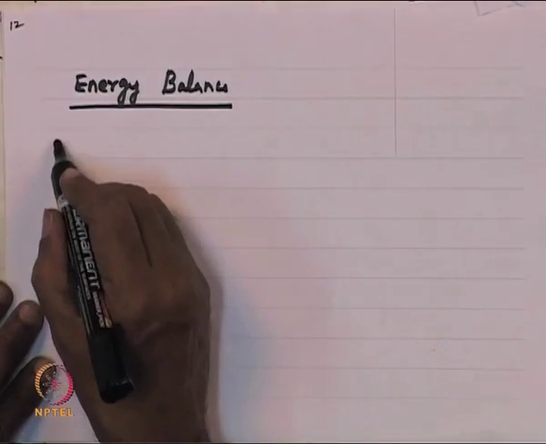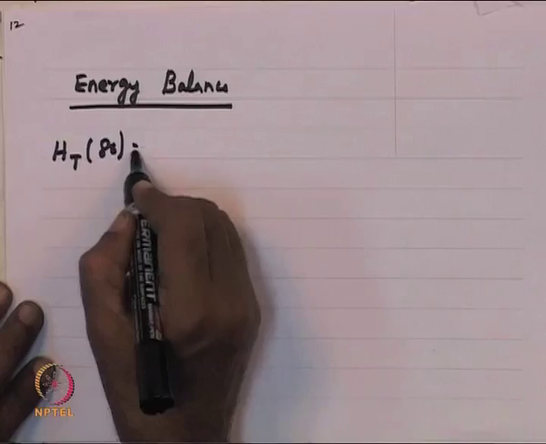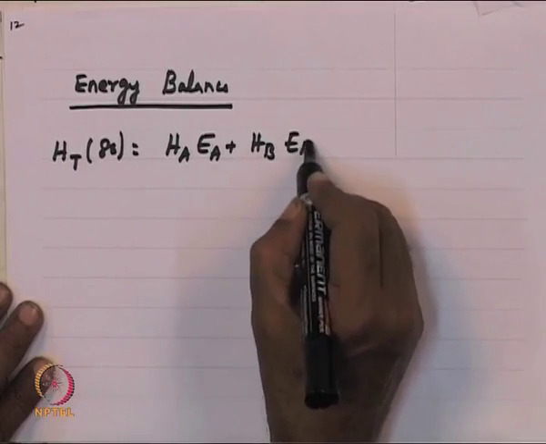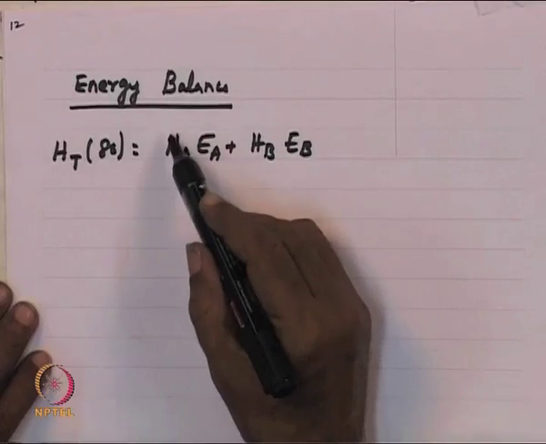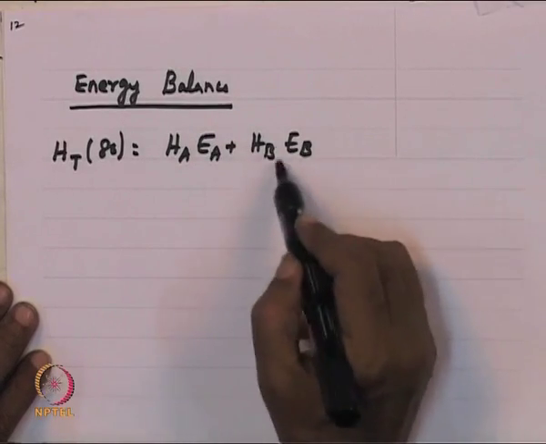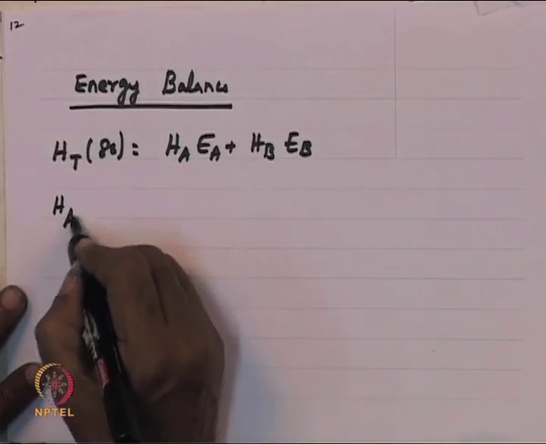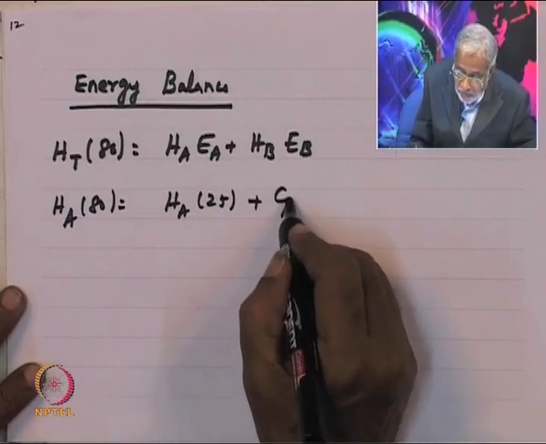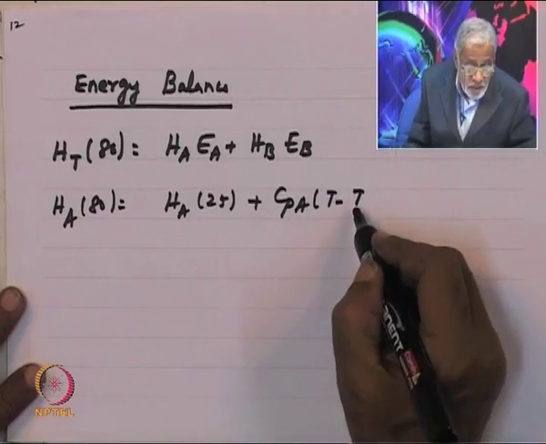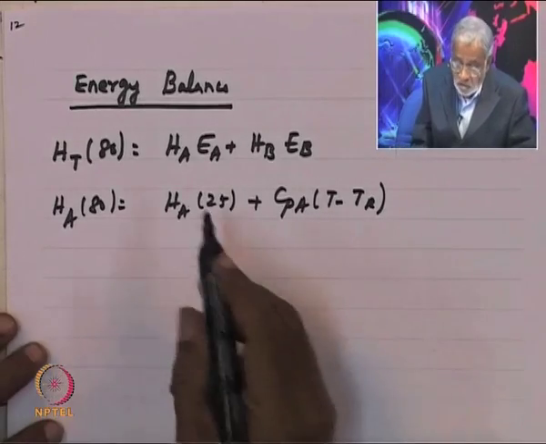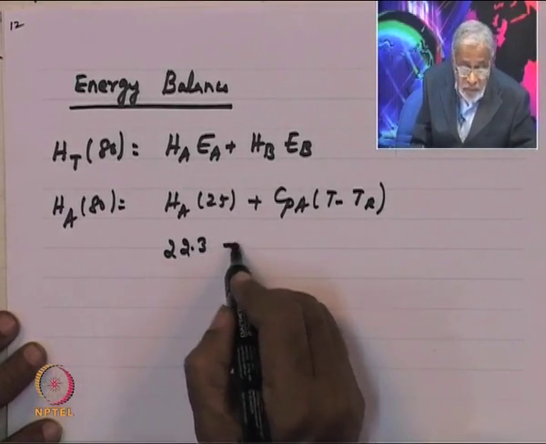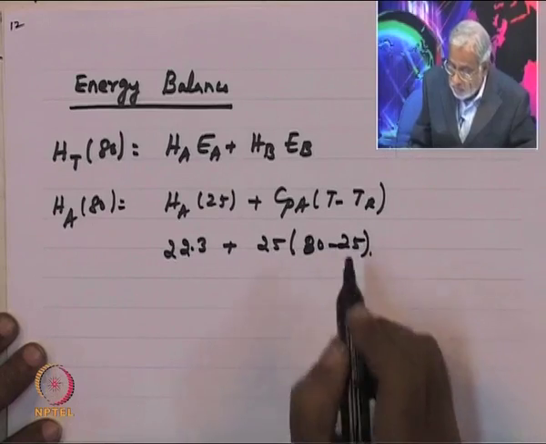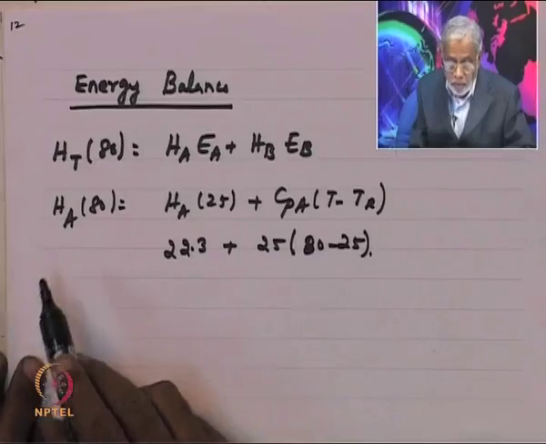What is our energy balance? We say that the enthalpy at 80 equal to H A E A plus H B E B. That means the enthalpy of component A multiplied by flow rate of component A, enthalpy of component B multiplied by flow rate of component B. Now, we have to just calculate what is H A at 80, equal to H A at 25 plus C P into T minus T R. So, this is from the data which is given: 22.3 plus 25 multiplied by 20 multiplied by 80 minus 25. Is that clear? Because the environment is at 80.